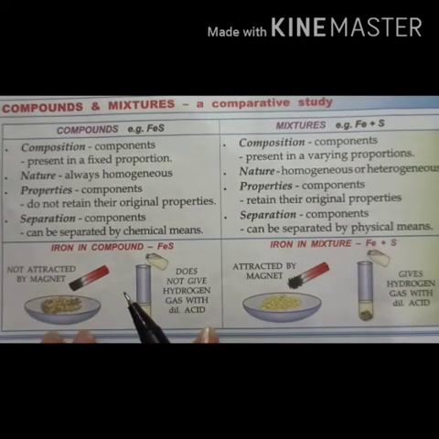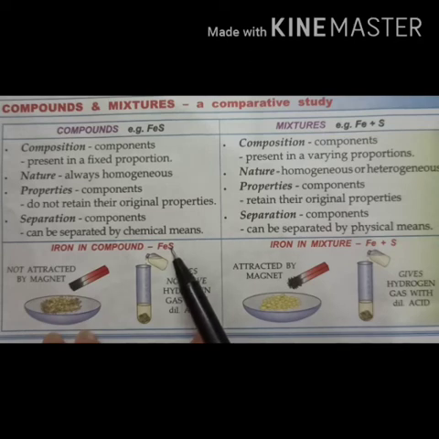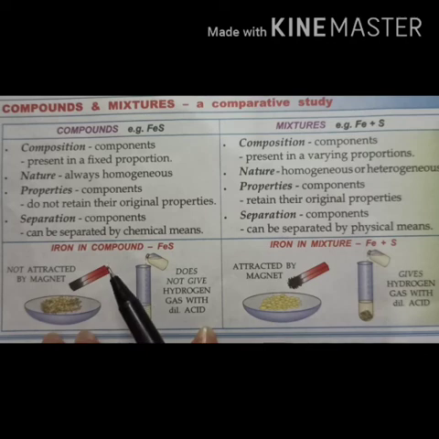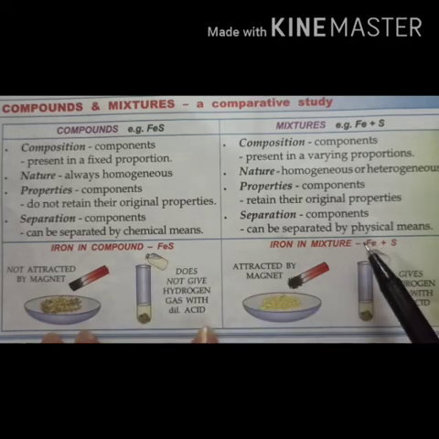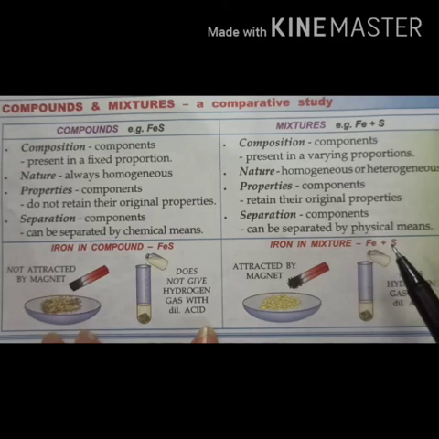Now just see an example. When you mix iron and sulfur in a fixed proportion, you get a compound, iron sulfide. And if you want to separate out the iron from this iron sulfide by using a magnet, you are not able to separate out this iron, right? But when iron is mixed with sulfur powder in any proportion, then you get a mixture of iron and sulfur. But here, what happens? These iron pieces can be easily separated out by using a magnet from this mixture.